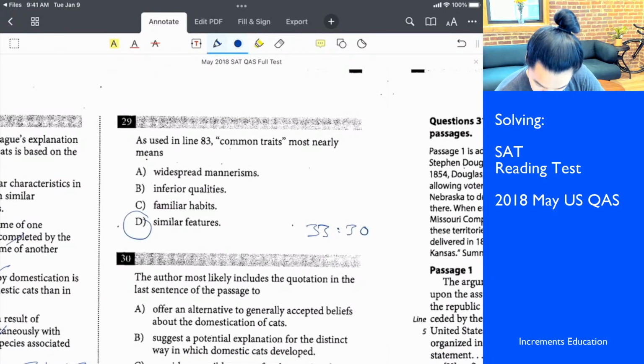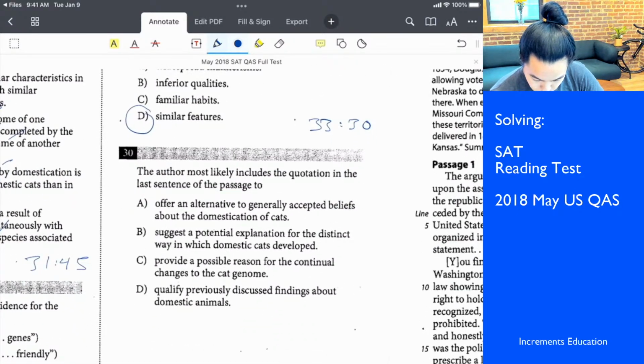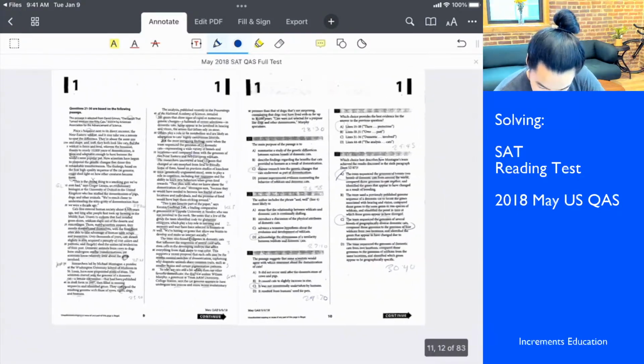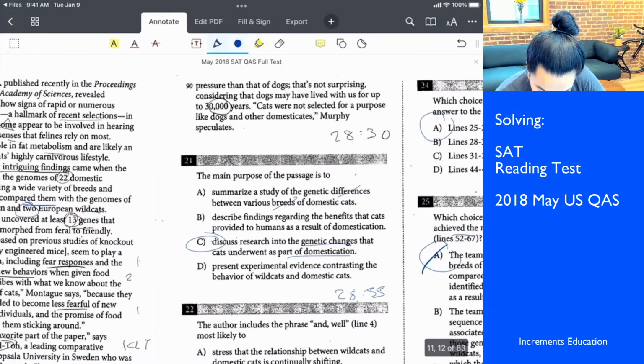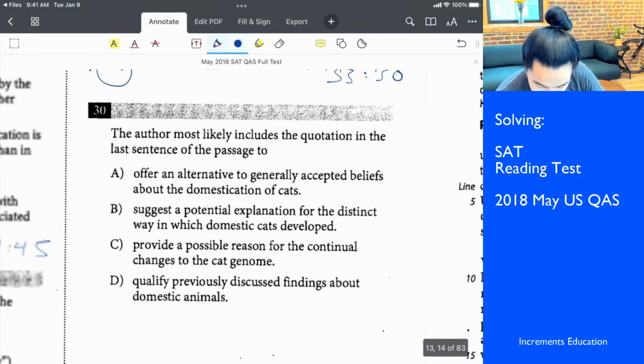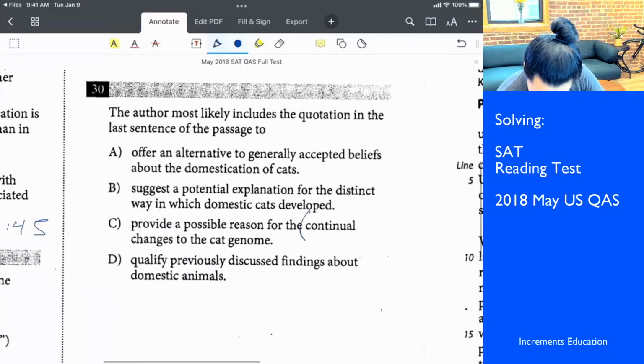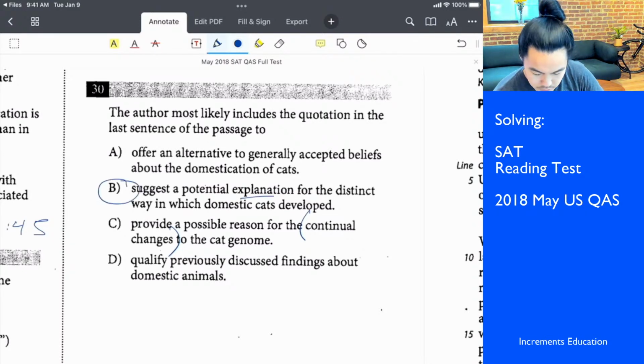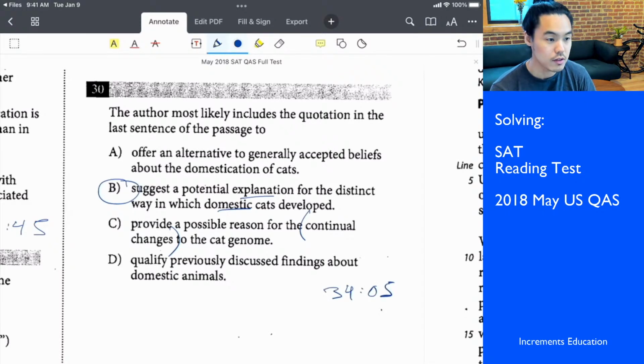3330. Quotation, the last sentence in the passage. Cats were not selected for a purpose, like dogs and others. Oh, I completely misunderstood. Yeah. Explains why continual changes. That's weird. Yeah, explains why they developed kind of later, and why they're still. So I want to explain what's interesting about that.